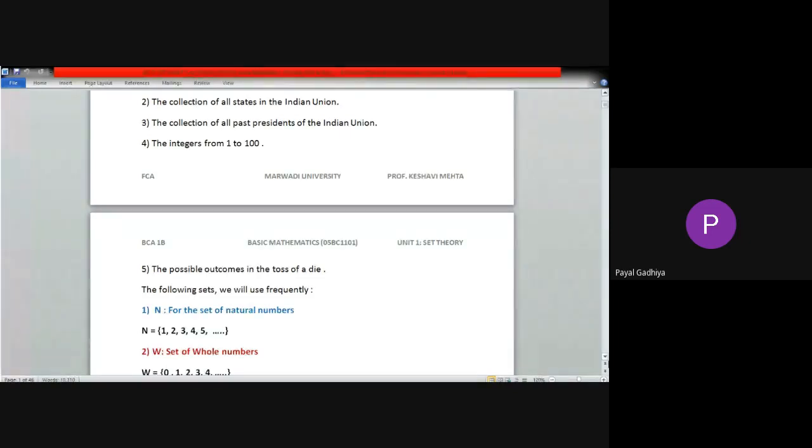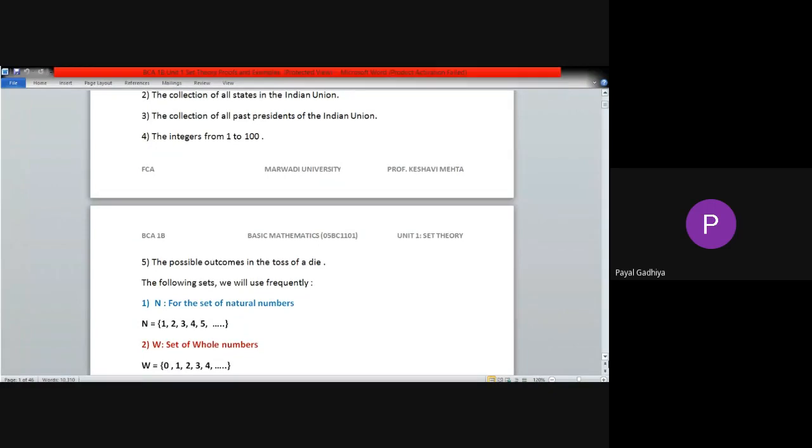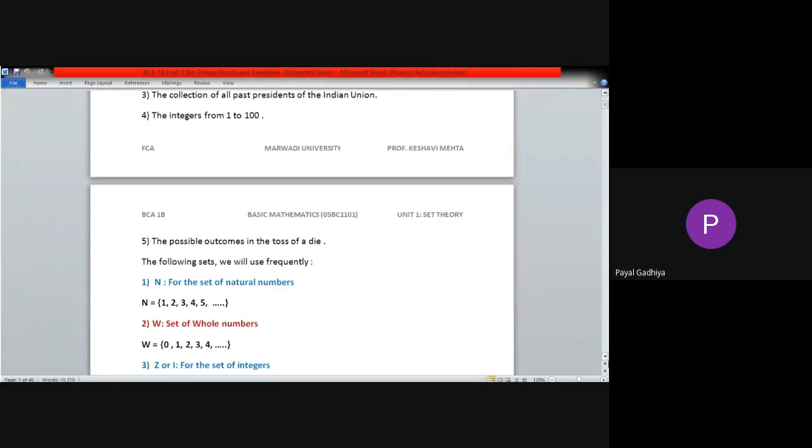Okay, so the first is the set of natural numbers. Natural numbers start from 1: 1, 2, 3, 4, 5, up to wherever you want to take. This is an infinite set; there is no end to it. These are called natural numbers. It starts from 1 and goes up to infinity. So this is called the set of natural numbers. We will denote it by capital N.